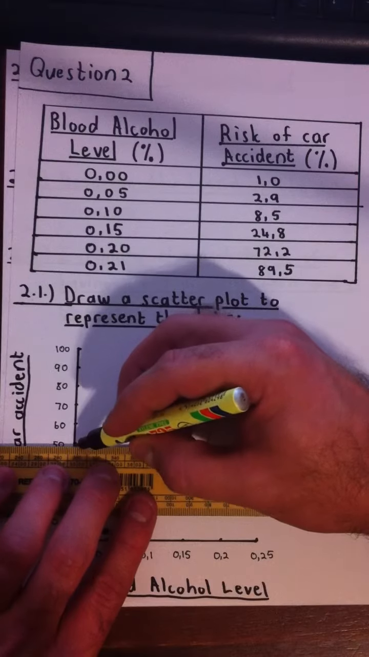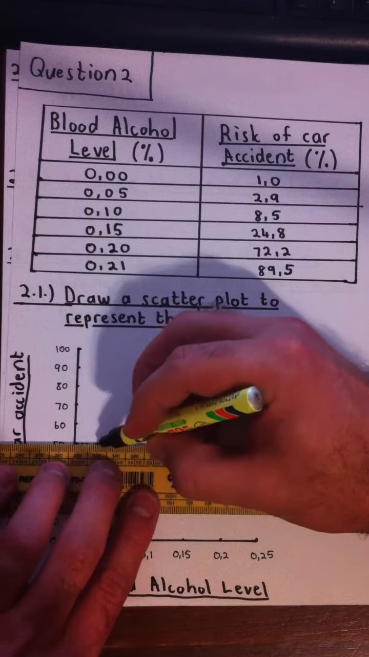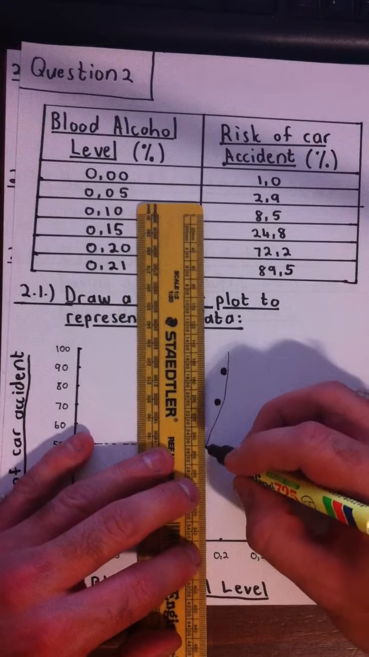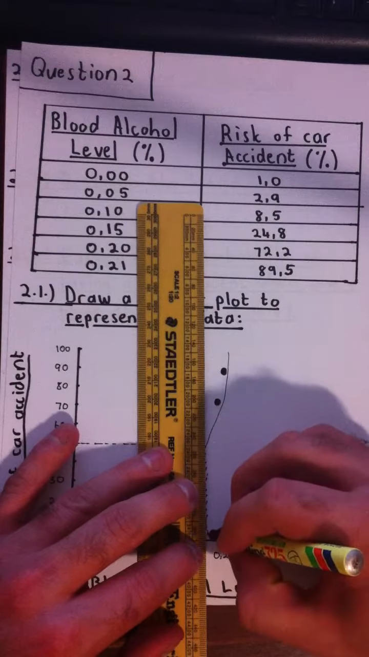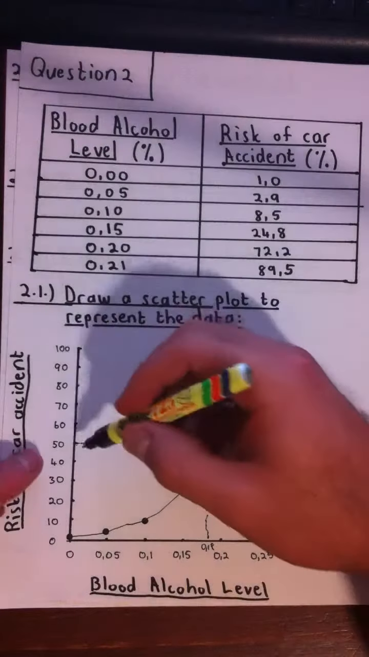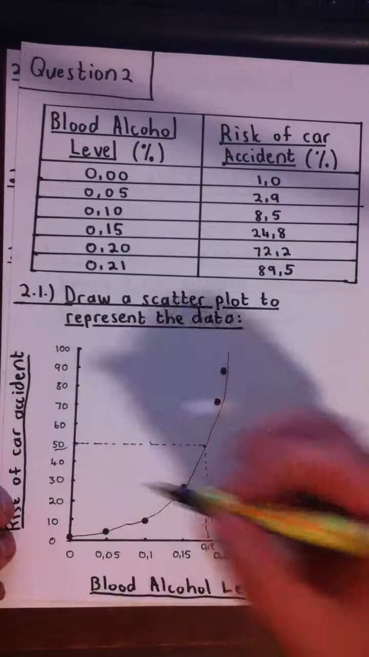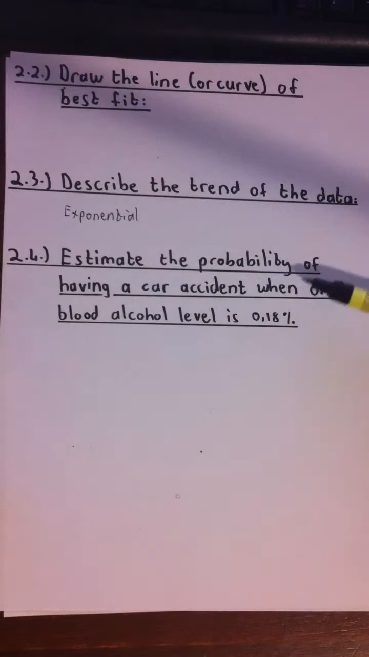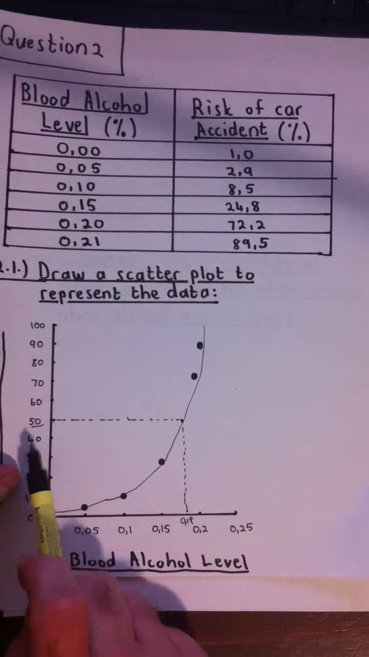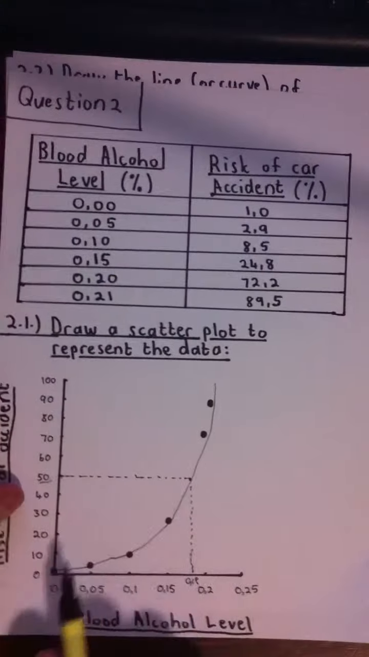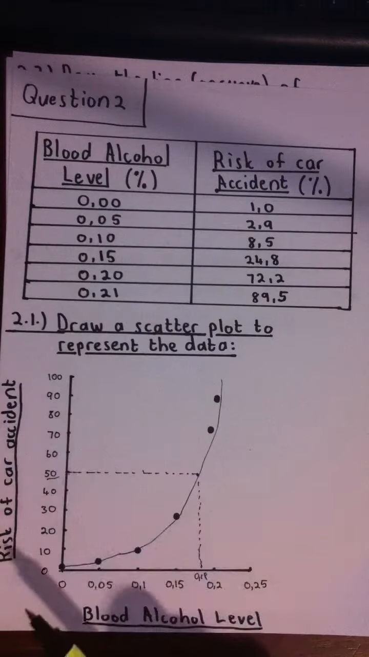Okay, let's see that value. So we'll call this 0.18, and this looks like it's about 50. So we'll say that we estimate the probability of having a car accident when one's blood alcohol level is 0.18 to be 50%. They'll see your working out on the graph itself. Well, that's it for question 2.